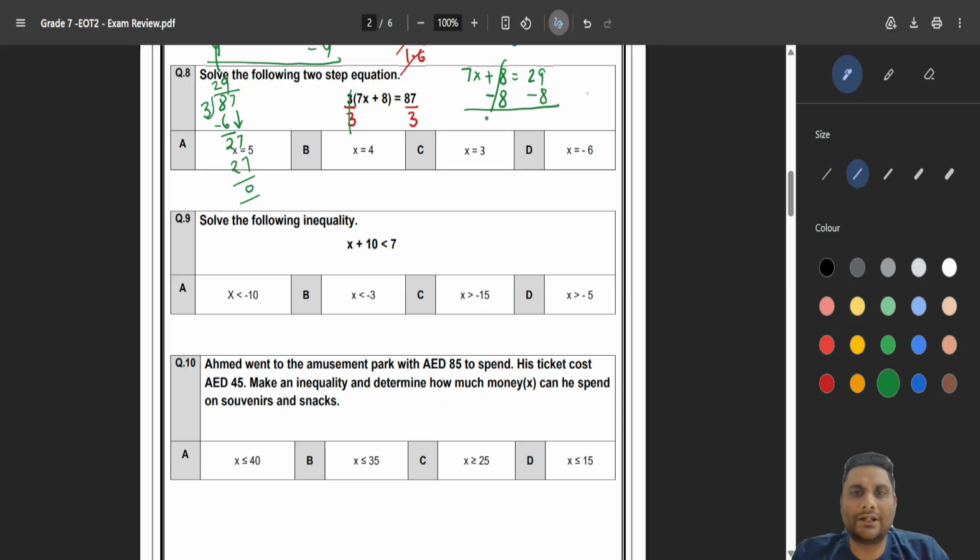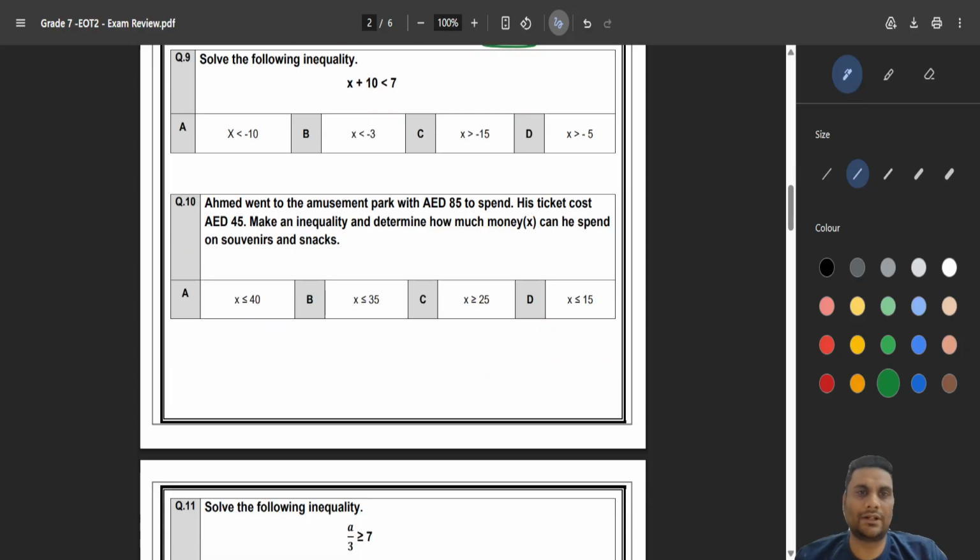8 and 8 gone. So 7x equals 29 minus 8. 29 minus 8 is 21. Now between 7 and x we have multiply. So for multiply, I will do divide. So divide 7, divide 7. 7 and 7 gone. So x equals 21 divided by 7, which is 3. So my x is 3. Okay, check here. Option number C.